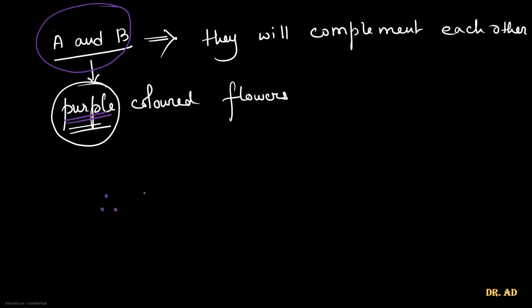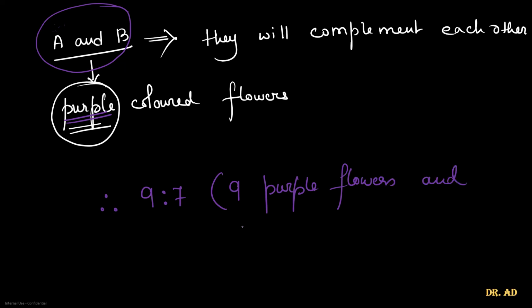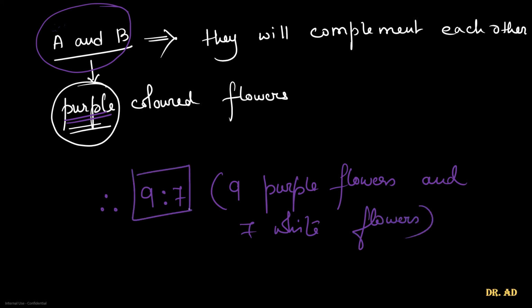To understand this better, please go back to the previous lesson, that is lesson 1. So what is our conclusion here? Therefore, the 9:3:3:1 ratio gets modified to 9:7. That is 9 purple flowers and 7 white flowers. This is your ratio.